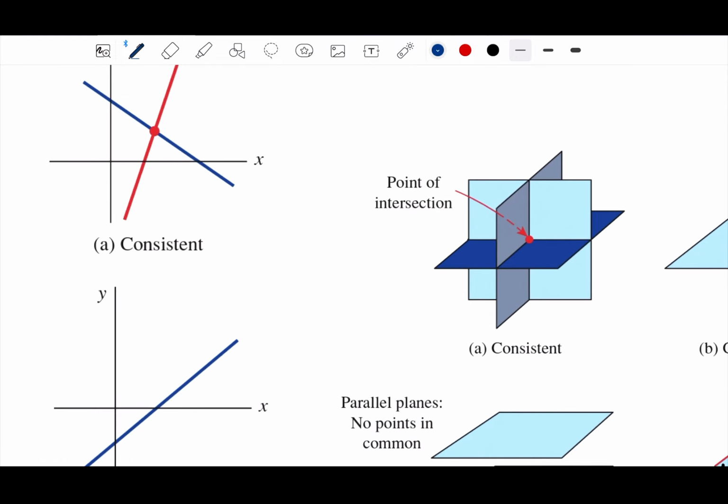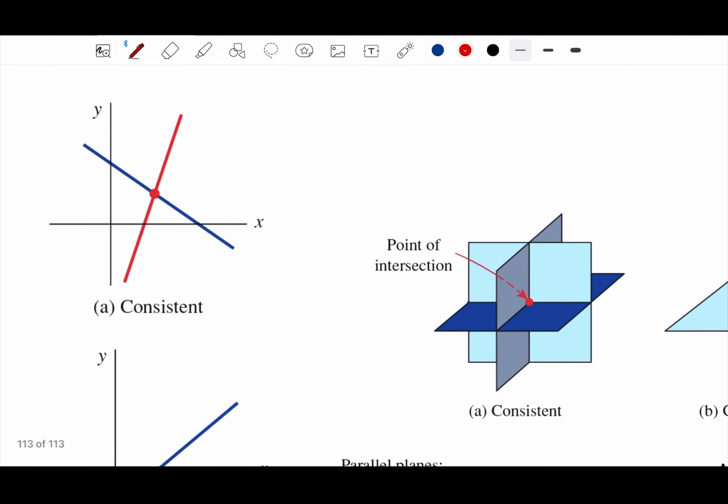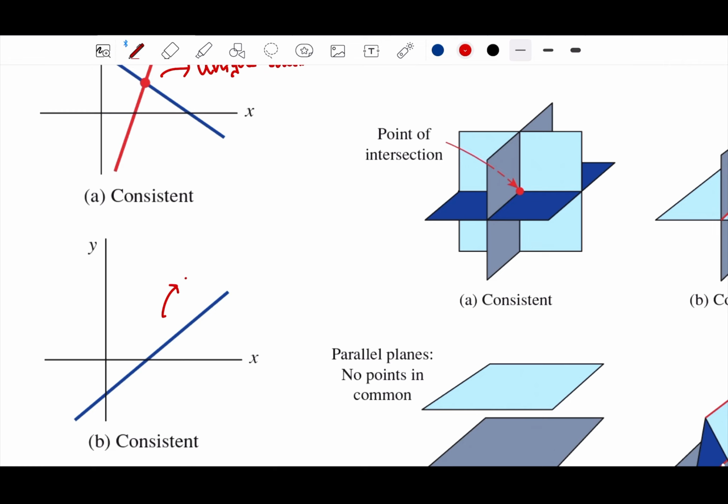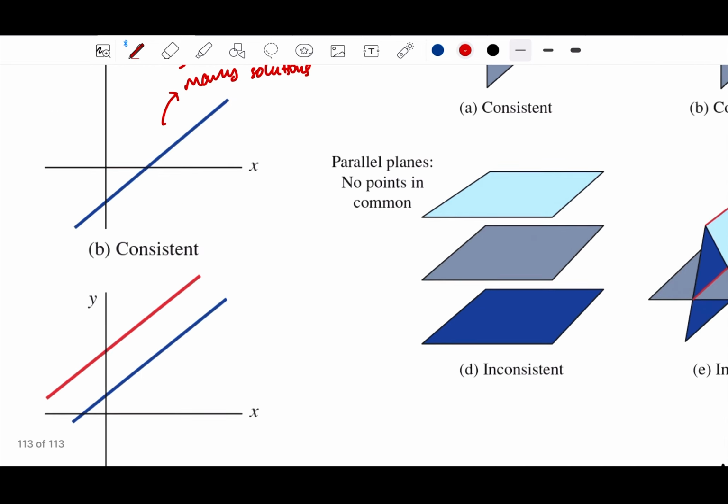So let me write again. This we call a unique solution. This has many solutions, or infinitely many solutions. And this we can directly say is inconsistent, or no solutions.